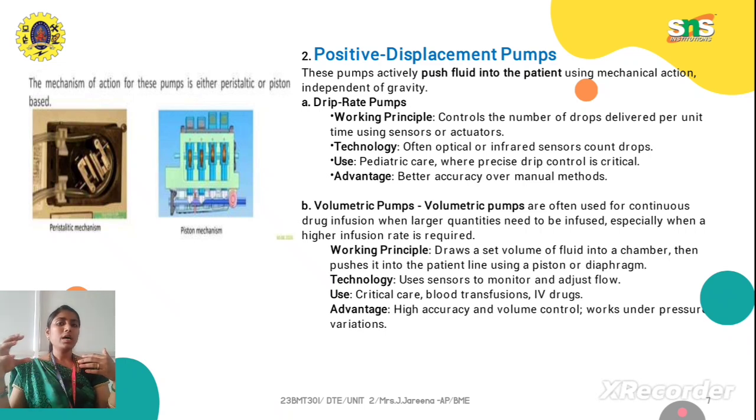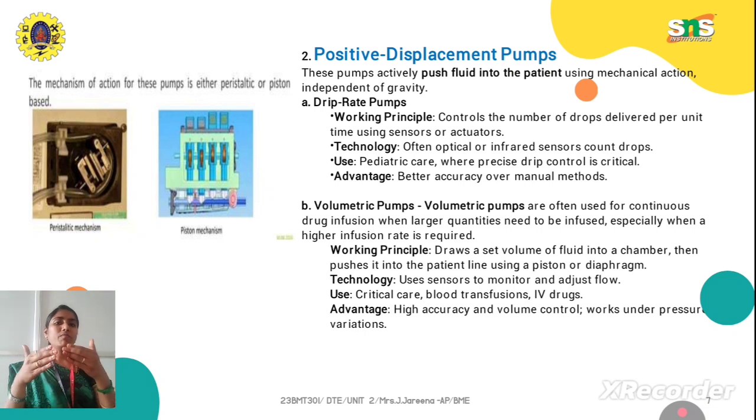The motor will drive based on the need, or based on the speed we need as a flow rate. This piston will be attached to the plunger of the syringe. As long as the piston is moving, the plunger of the syringe will also move accordingly. So the fluid in the syringe, because of the plunger movement and the piston movement, slowly gets into the patient through the tubing. The tubing is attached to one end of the syringe, through which the fluid slowly goes into the patient's body. That is the syringe pump.